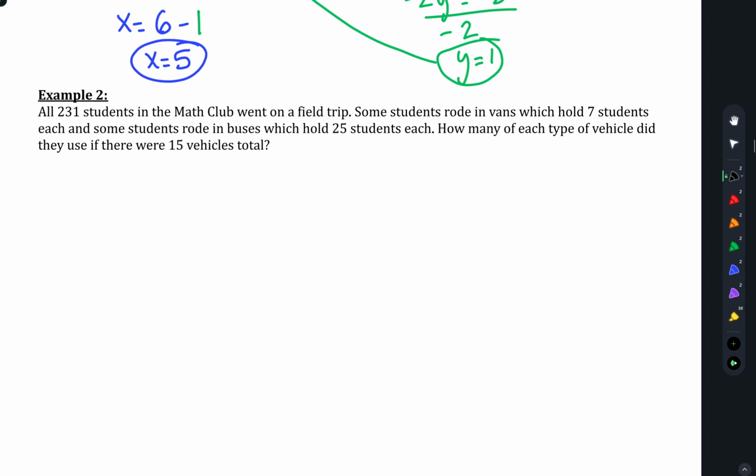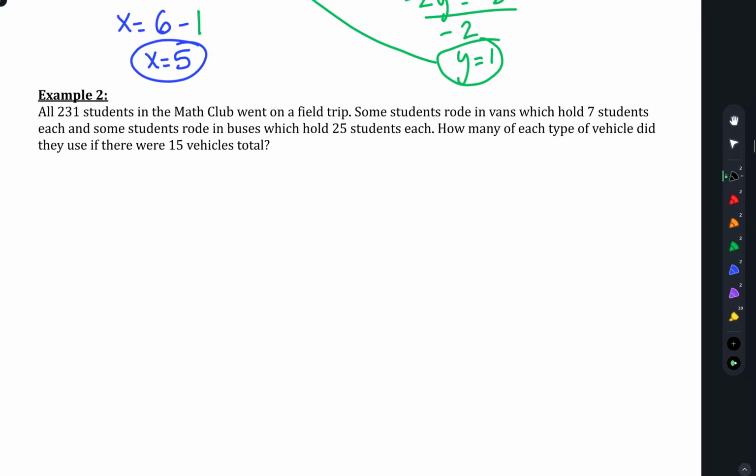All 231 students in the math club went on a field trip. Some students rode in vans, which hold 7 students each, and some students rode in buses, which hold 25 students each. How many of each type of vehicle did they use if there were 15 total?